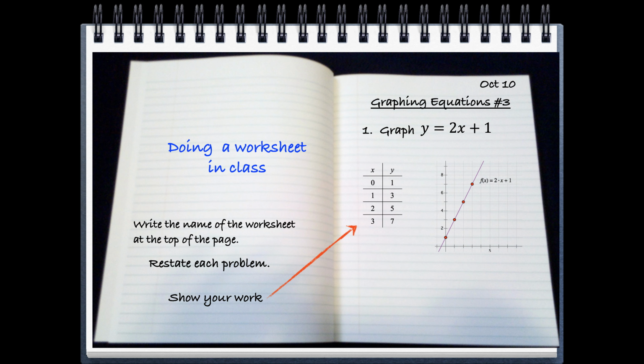Now in this case, the example journal only has lined paper, but you should be using graph paper in your journal.